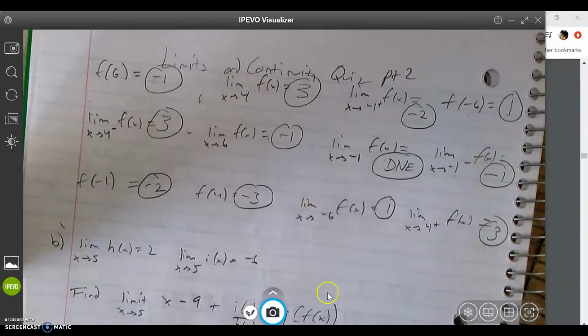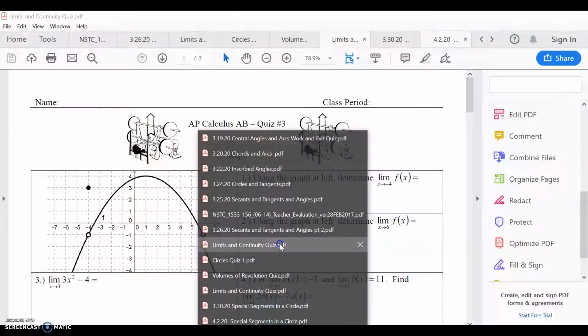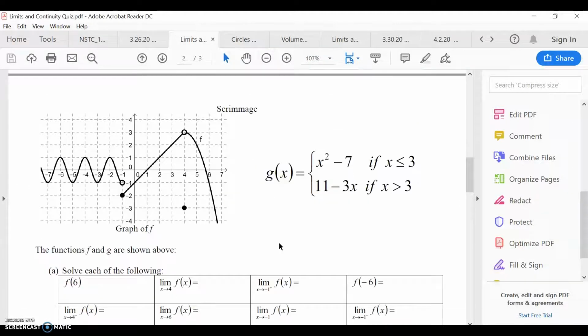So this is going to be the second page. We are going to look at first. Here's the first page. We did that in the last video. So here is the second page.